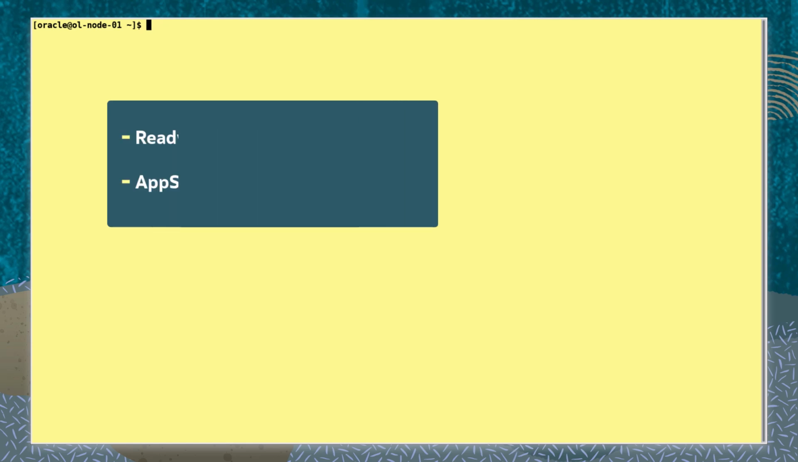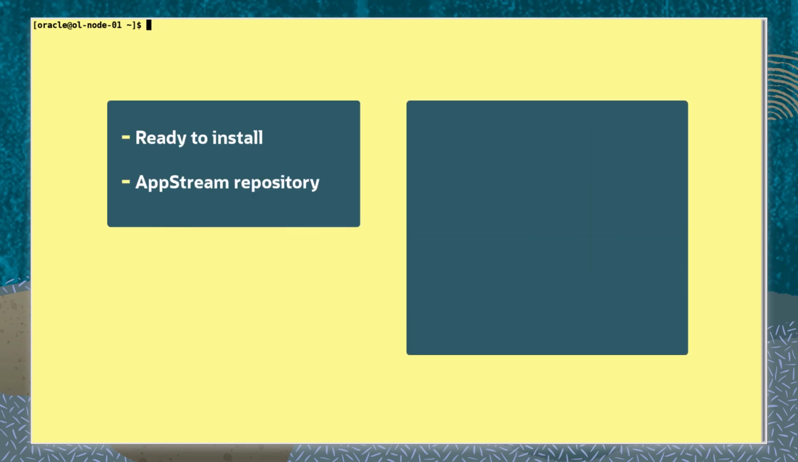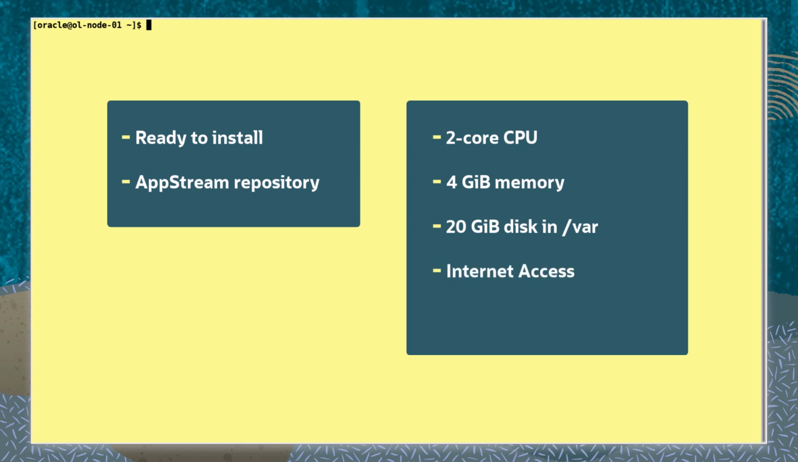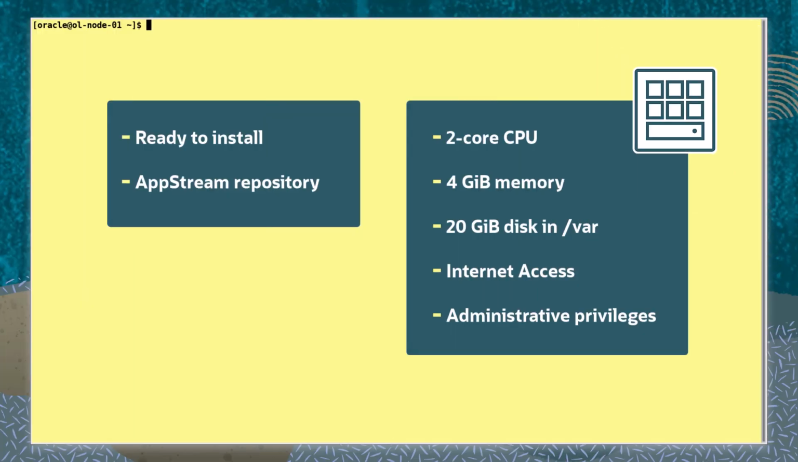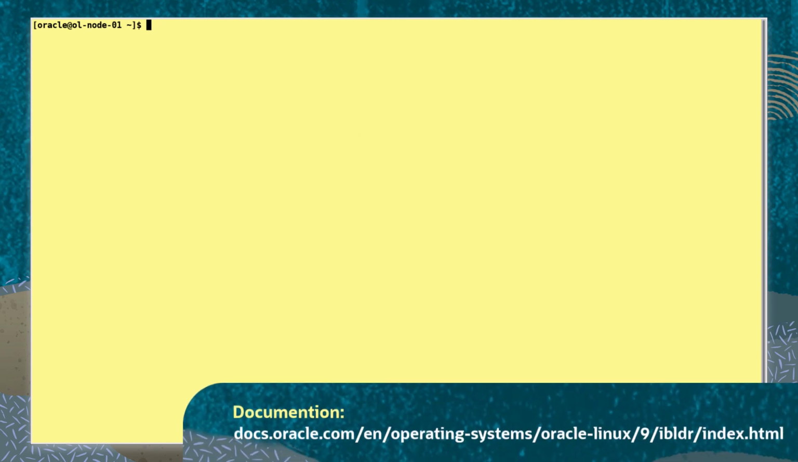To run Image Builder, you need a dedicated system with 2 core processors, 4 GB of memory, 20 GB available disk space in the /var directory, internet access, and appropriate privileges for performing administrative tasks on the system. You can also run Image Builder on a dedicated virtual machine that meets these requirements. The installation of Image Builder is the same for Oracle Linux 9 and Oracle Linux 8.